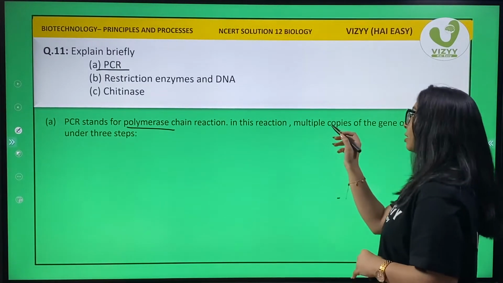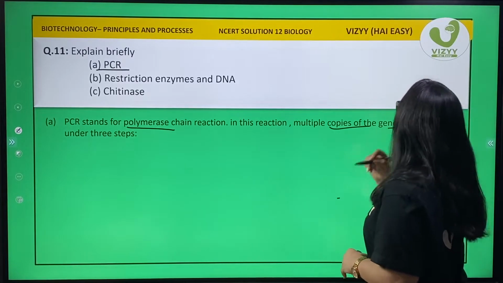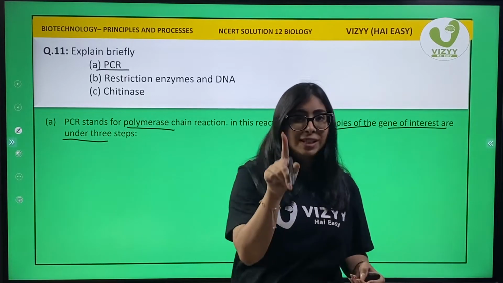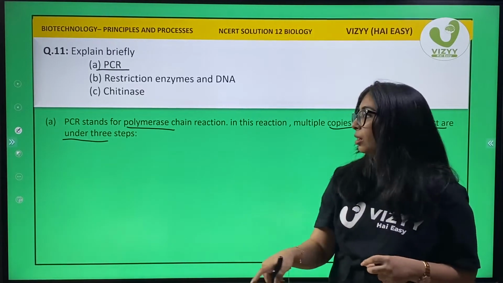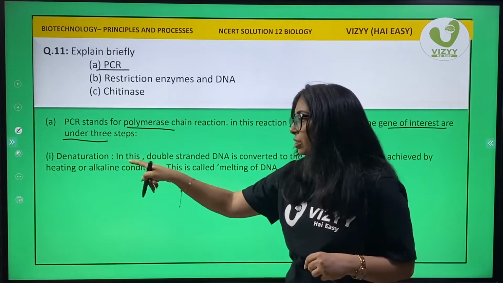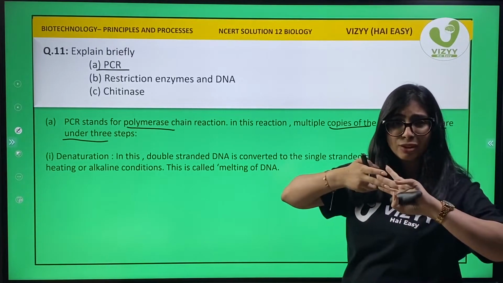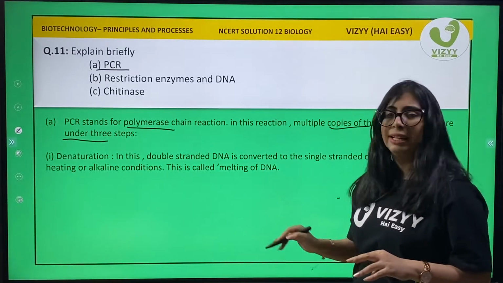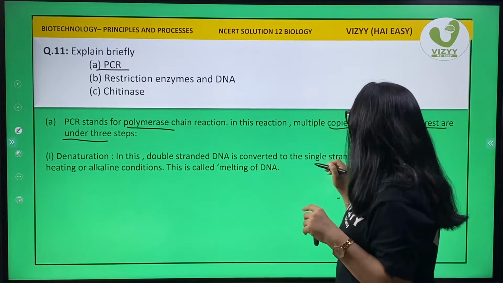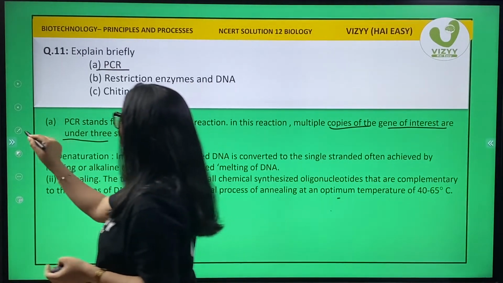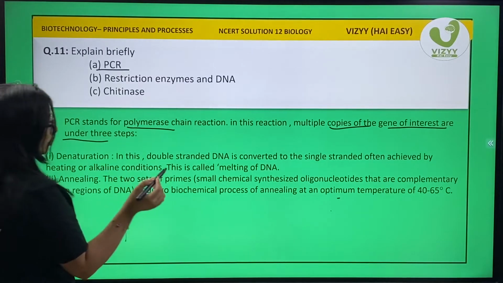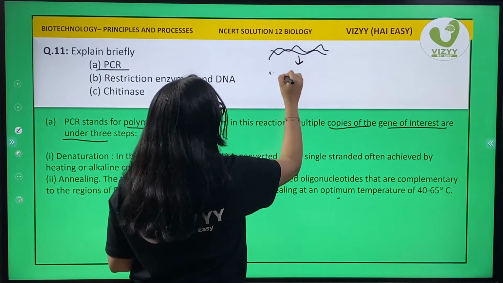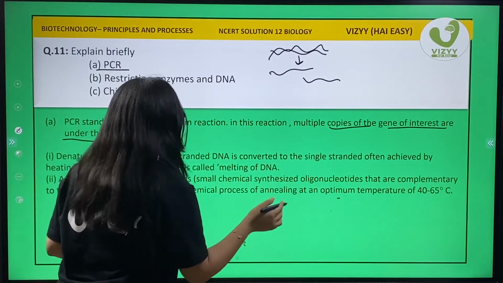In this reaction, multiple copies of a gene of interest are made in 3 steps. The first step is denaturation. We have a double helix structure, so the double-stranded DNA is converted into single strands first. That is our first step. We denature our DNA, and single strands are obtained.